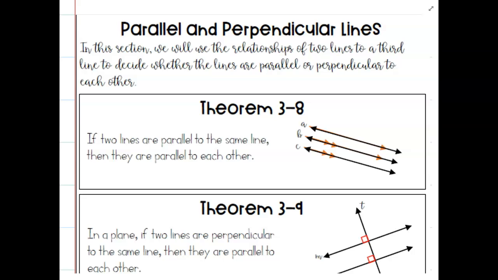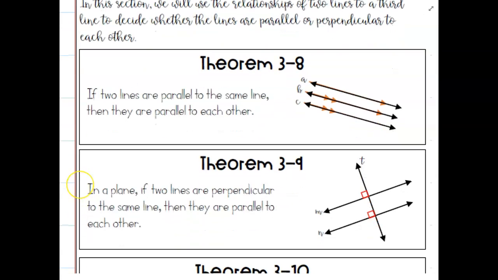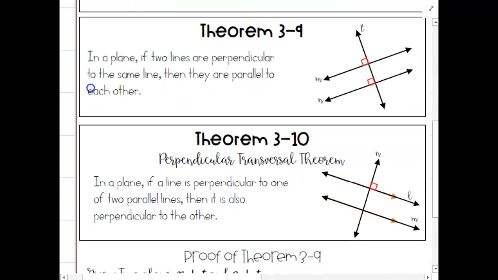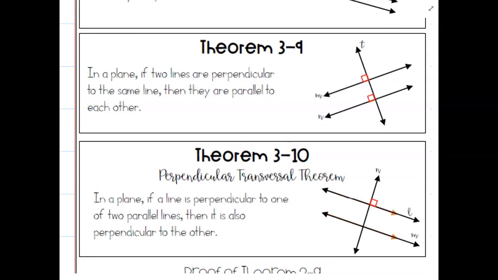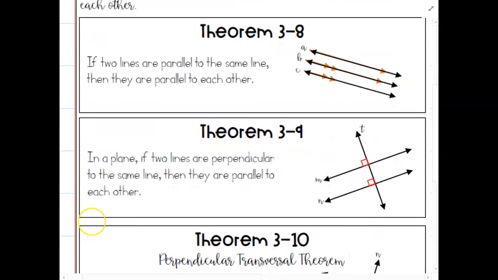So we're talking about 3 lines today. So Theorem 3.8 talks about, okay, if you have 3 lines and they're all parallel, and then 3.9 and 3.10 are really similar, but they say different things, and those are talking about perpendicular lines. So let's start with Theorem 3.8. Okay, so Theorem 3.8 says we have 2 lines that are parallel to the same line.